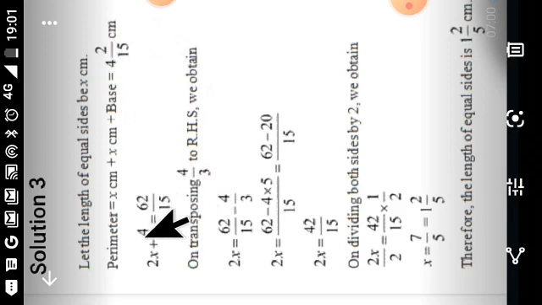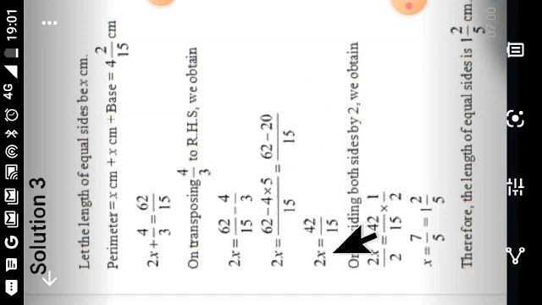Now this 4 upon 3 will go on the right side. So 2x is equal to 62 upon 15 minus 4 upon 3. So we have to take the LCM now. Here 3 should be multiplied by 5 to make 15. 15 is the LCM. So 3 fives are 15 and 4 fives are 20. So 62 minus 20 upon 15. 2x is equal to 42 upon 15.